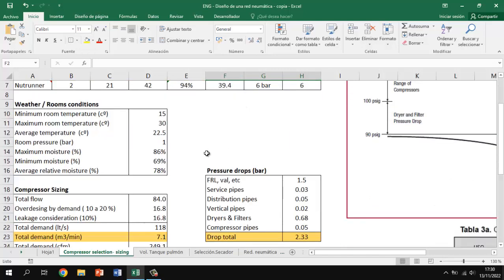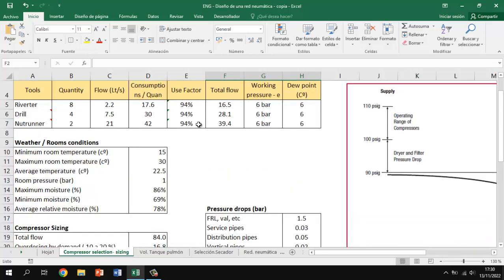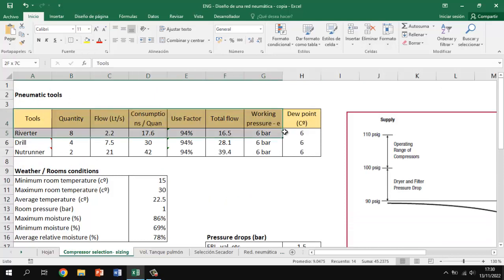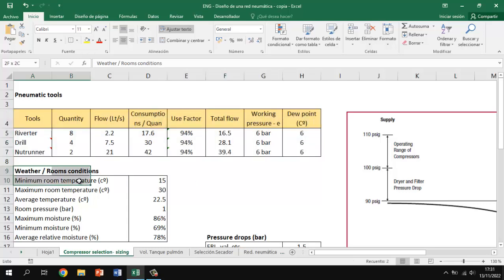So this is the start situation, and this is the important part. This is the base for all the selection that we are going to have. Then I put this. This is not going to help us in this part. This is going to help us for the dryer selection and air filters. But it's a start situation. It's the beginning, so we should mention it.